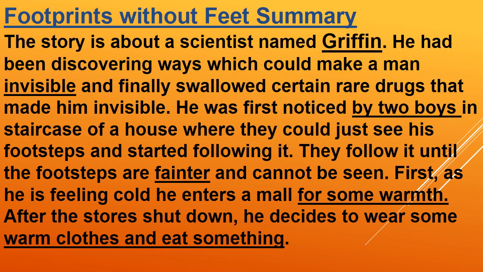Footprints without feet summary. This story is about a scientist named Griffin. So Griffin was a great but eccentric scientist. He was actually a lawless person. He used to become invisible.